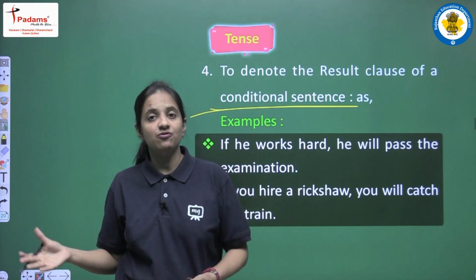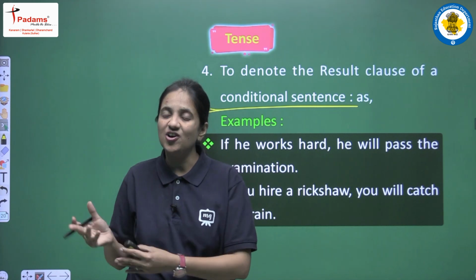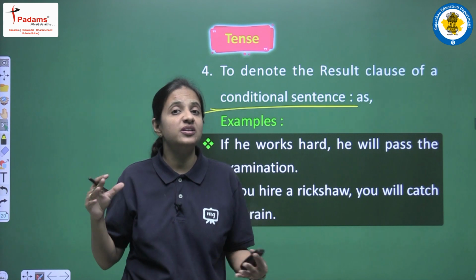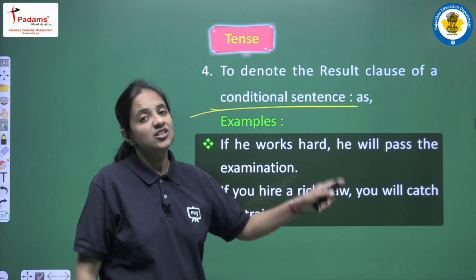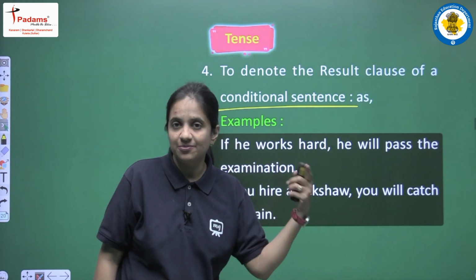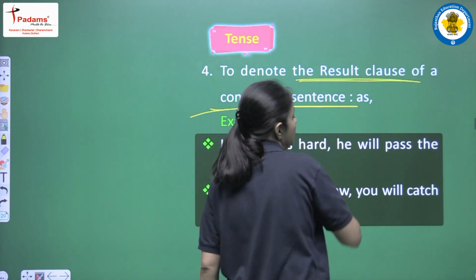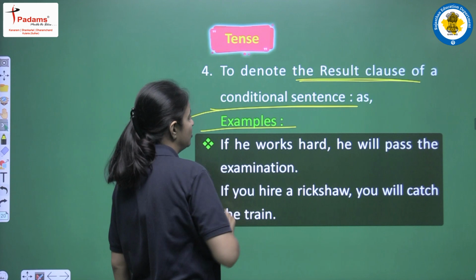The first clause in which we are having the condition, that clause is known as the condition clause, and the second clause in which we are having the result, that will be there after the fulfillment of that condition, that is known as the result clause. So this tense, that is future simple tense, is used where? In the result clause in one of the structures. So let's see what the structure is. So we are having some examples.